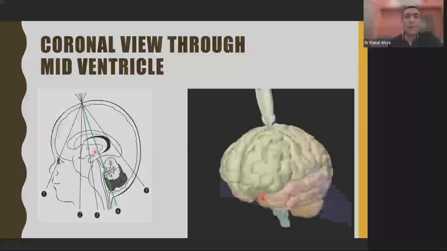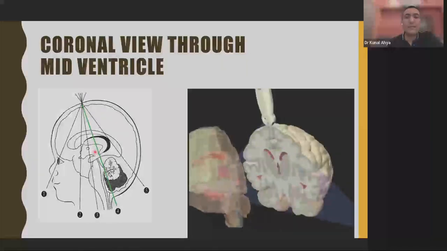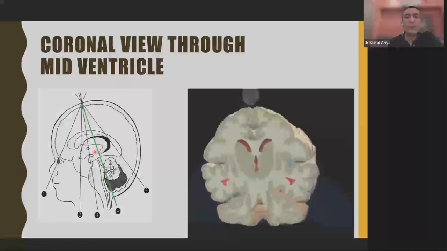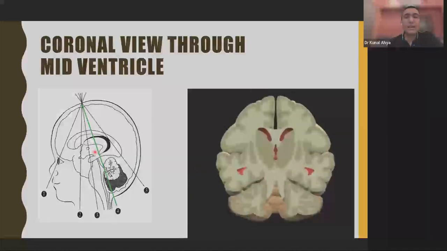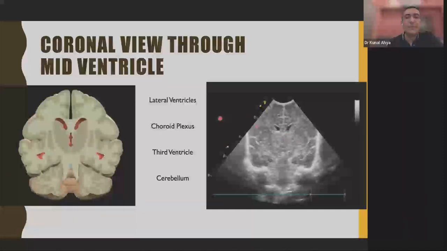Now, as we move our probe more posteriorly, as you can see over here, we have moved it more posteriorly. So now what are these structures? Here we see the middle part of the lateral ventricle. This is the part from where the choroid plexus starts. So again, what is this structure? Can anyone write in the chat box? What is this linear bright structure above the ventricles? Yes, interhemispheric fissure. Very good.